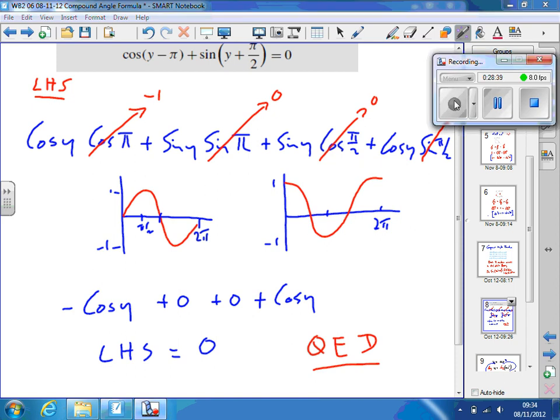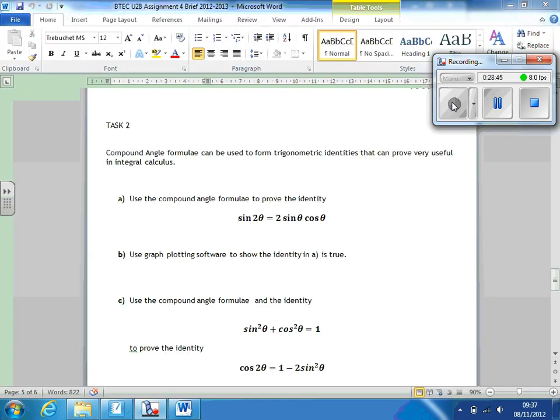But you've got a similar proof to do in your assignment when it comes to it. So looking at assignment 4, task 2, let's just check everybody's happy with the ideas here. A, use the compound angle formulae to prove sine 2 theta equals 2 sine theta cos theta. And the start point is the key thing on that, okay? So think about that. How can I rewrite the sine of 2 theta so the compound angle formulae can be useful? Because it says use the compound angle formula, so those are the ones you're going to use.